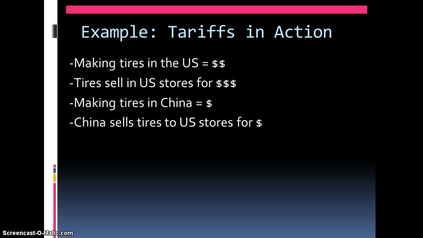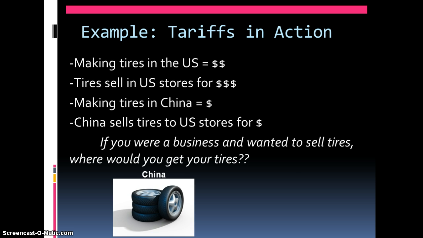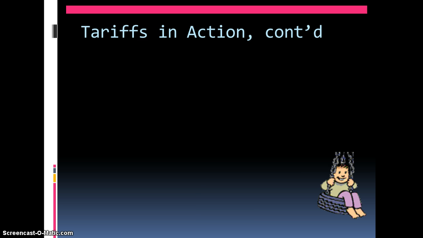But in China, tires are made very cheaply. And stores that sell the Chinese tires can also sell them cheaply because they didn't have to pay as much for those tires. Well, now, if you were a business and you wanted to sell tires, gee, where would you get your tires? From China or from the U.S.? It's not a hard choice. You would buy the cheap tires that you can sell cheaply because customers would buy what's cheaper, and it would save you money, the supplier. So yes, China wins in this one. Now let's continue our thinking.